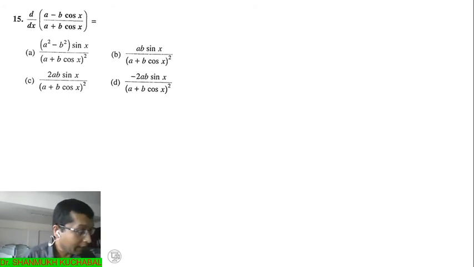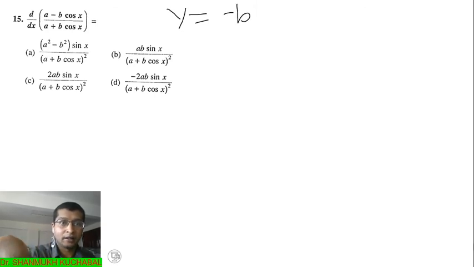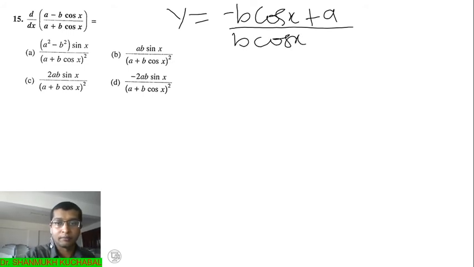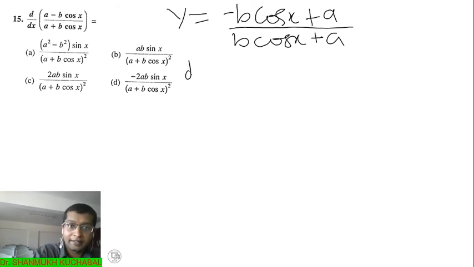So, using the above formula, that is example number 14, we have discussed a formula. Using that, we have to compute. So this can be rewritten as y equal to... see, the variable must be present in the first term, so we have to write this as minus b cos x plus a, whole divided by b cos x plus a, right? So then we have to find dy by dx.